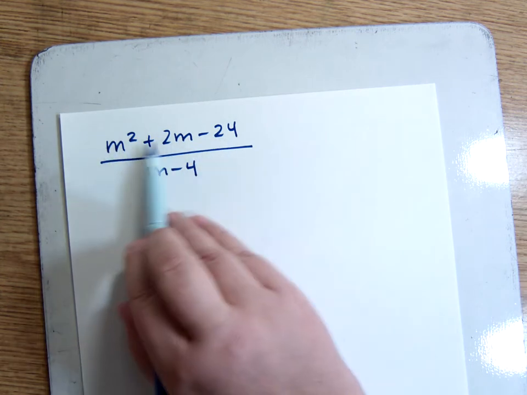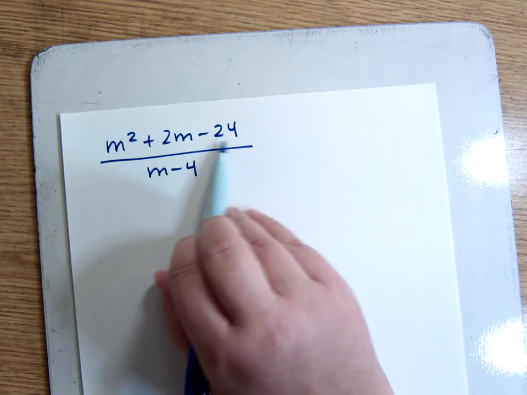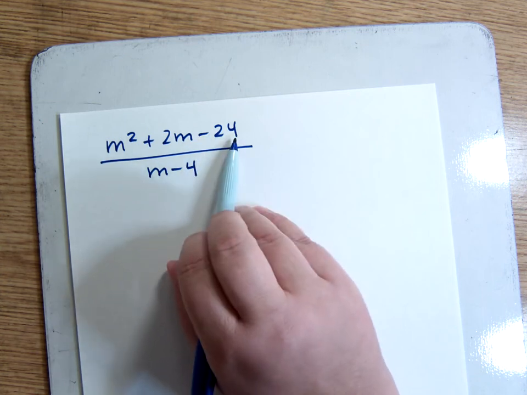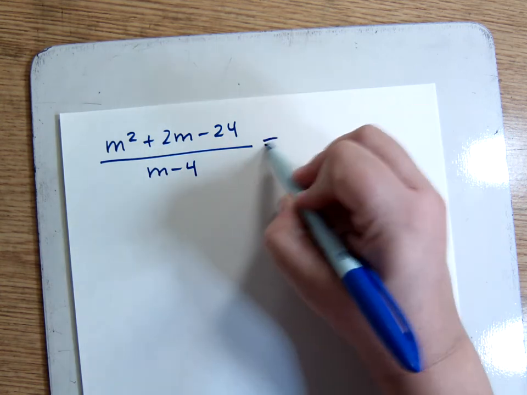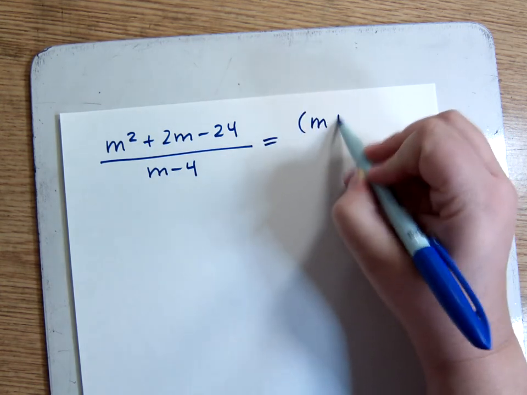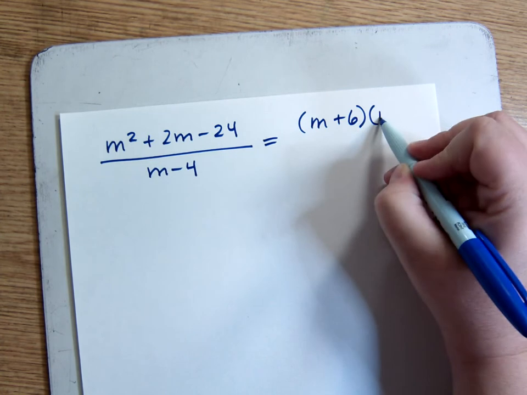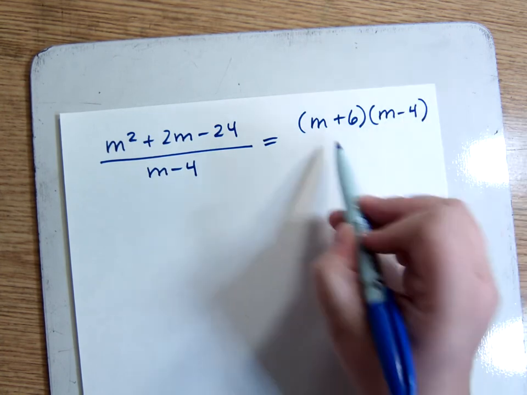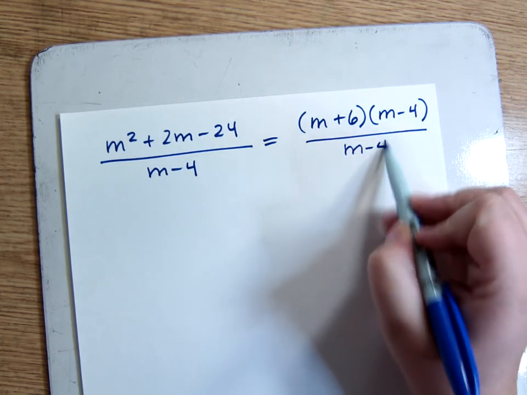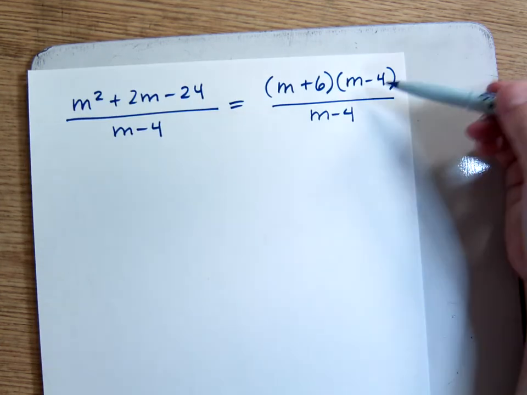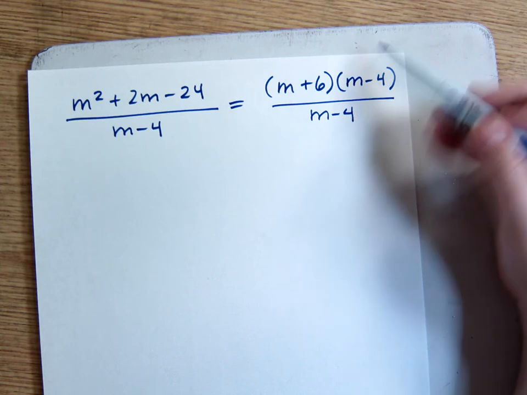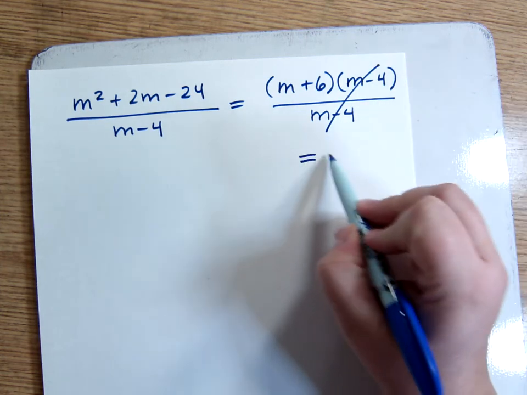So how can I factor this? Well, m squared plus 2m minus 24. If I can come up with two numbers that multiply to give me negative 24 and add to give me 2, like for instance, how about 6 and negative 4? Do I have the same factor in the numerator and the denominator? I do. M minus 4 up here, m minus 4 down here. Boom, my answer is just m plus 6.